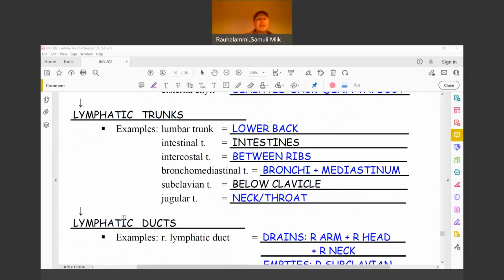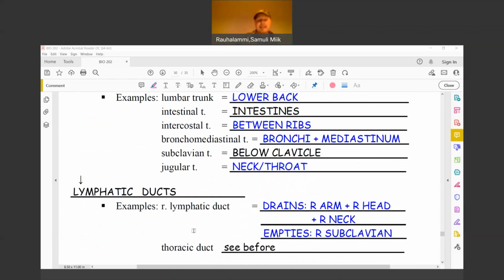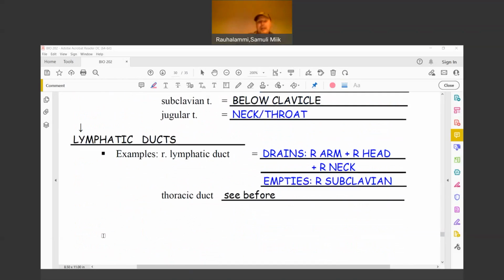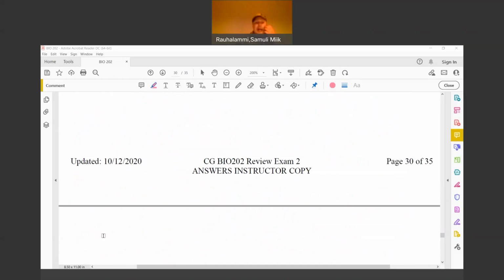Moving onwards to bigger, we'll see lymphatic ducts. I've listed there an example of the right lymphatic duct and the thoracic duct, so some to be familiar with.